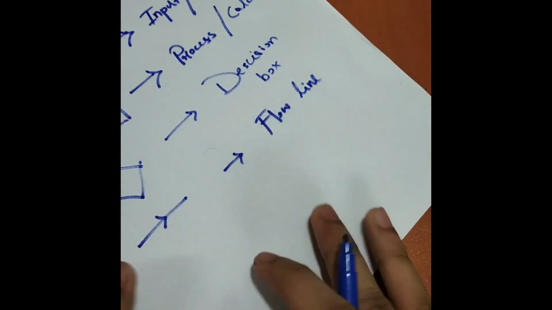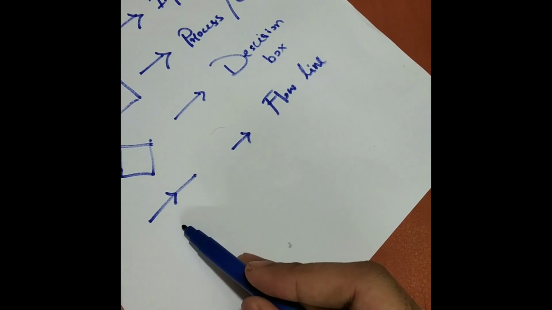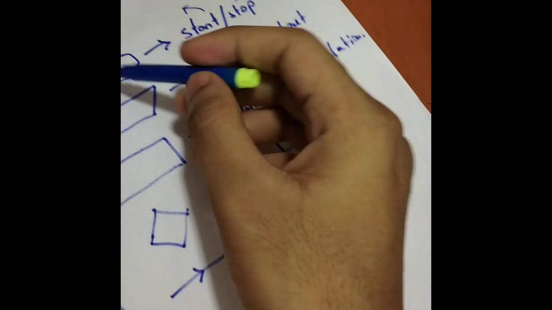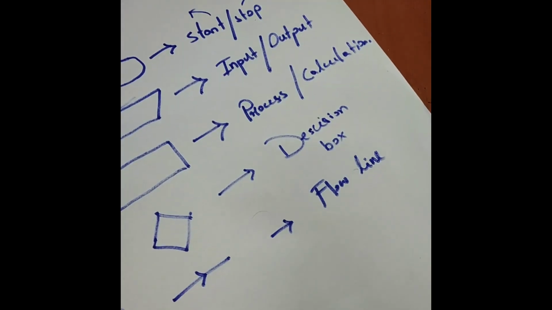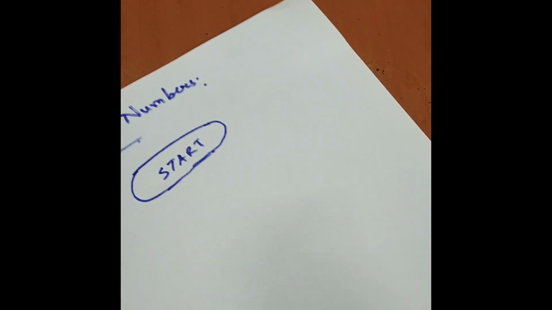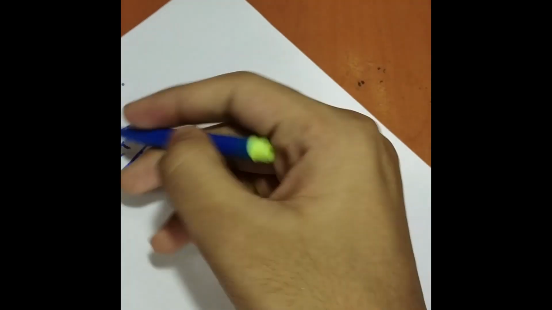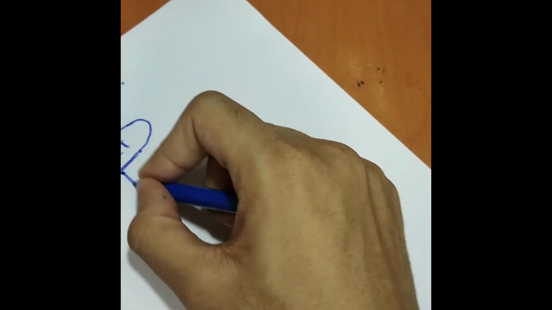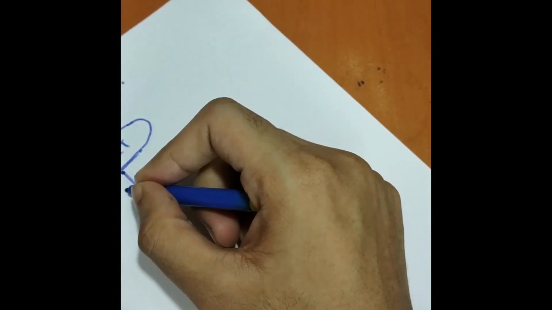And what was the last thing? I told you this is the flow line. It connects all the boxes together, right? So I have to connect this box with the rest of the boxes that I will draw, right? So first draw the flow line. This is the flow line. Okay.